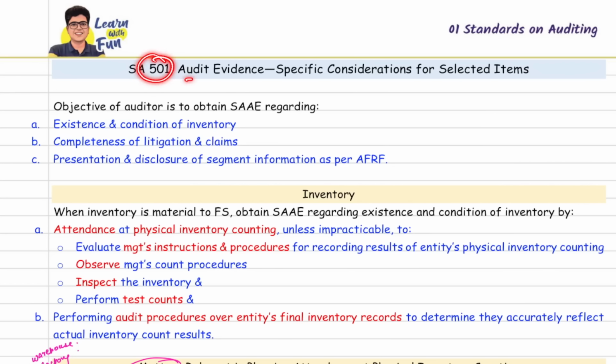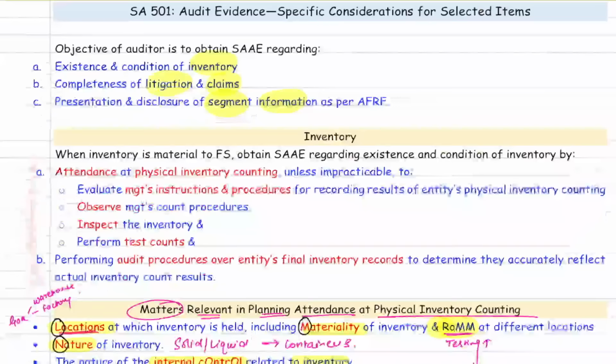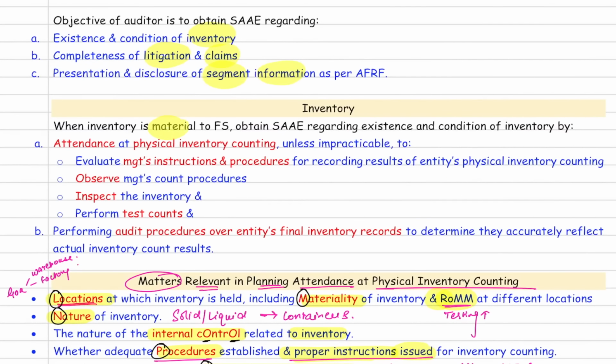SA 501, audit evidence: specific considerations for some selected items. Three items we are focusing on here: inventory, litigations and claims, and segment information. First of all, let's focus on inventory. Whenever inventory is material to the financial statements, we get evidence about its existence and condition. How? By attending the physical inventory count unless it is impracticable.